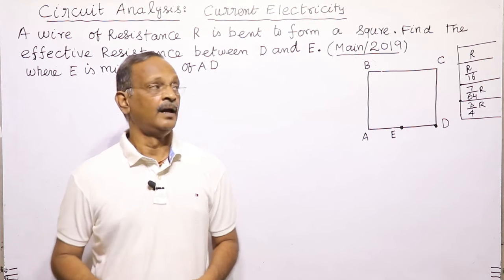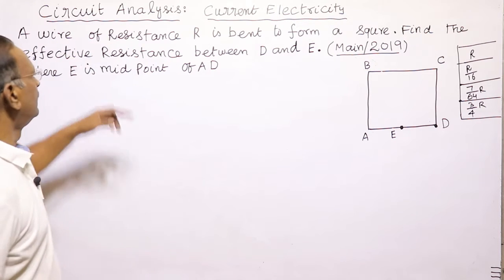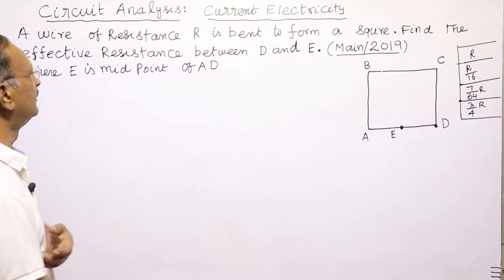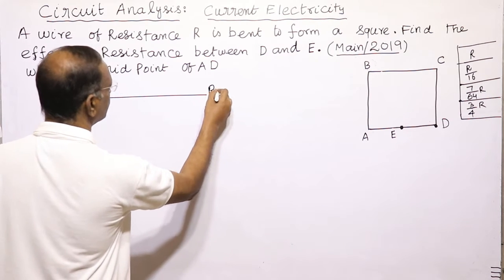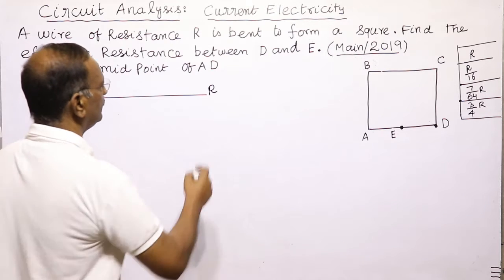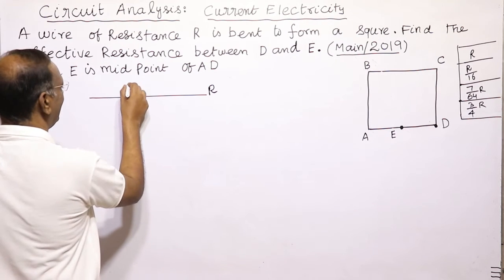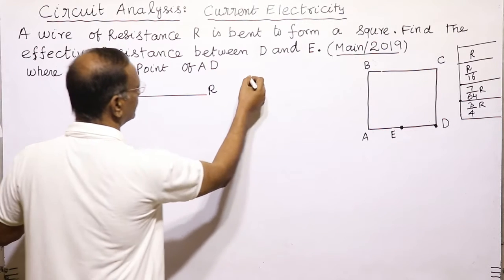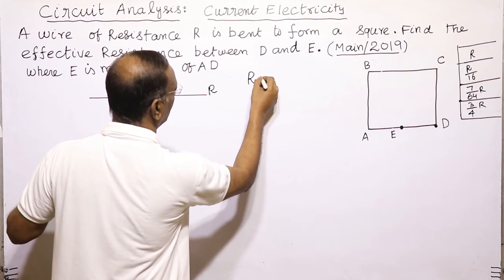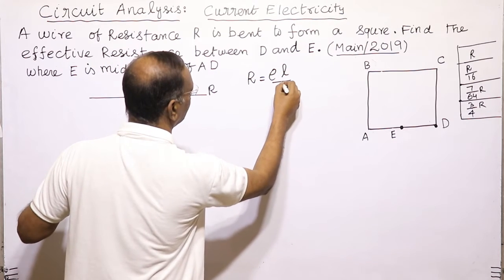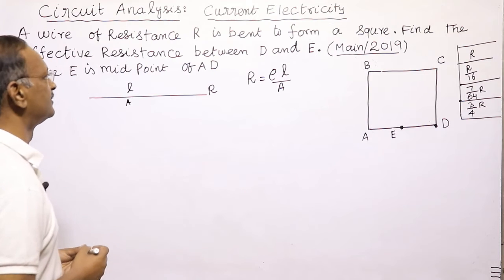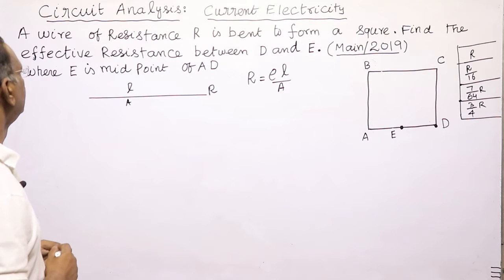Welcome students. A wire of resistance R. There is a wire whose resistance is R. It has a length L and area of cross section A. So R is equal to rho, resistivity, into length divided by A. That is its resistance.